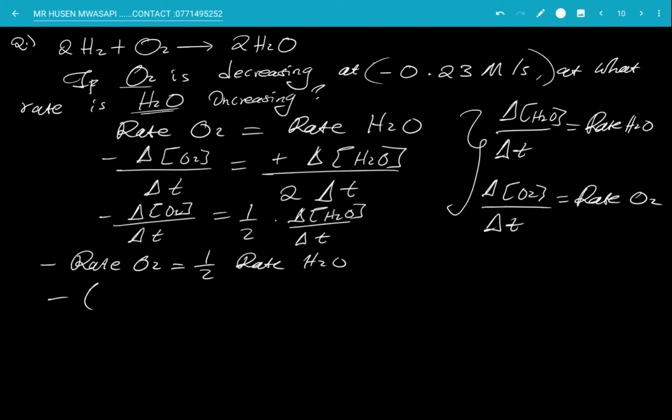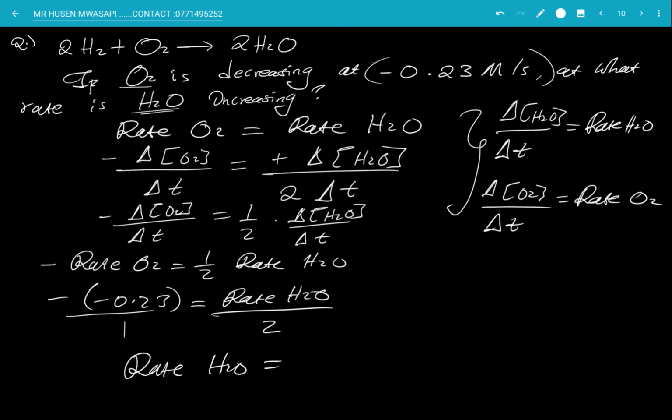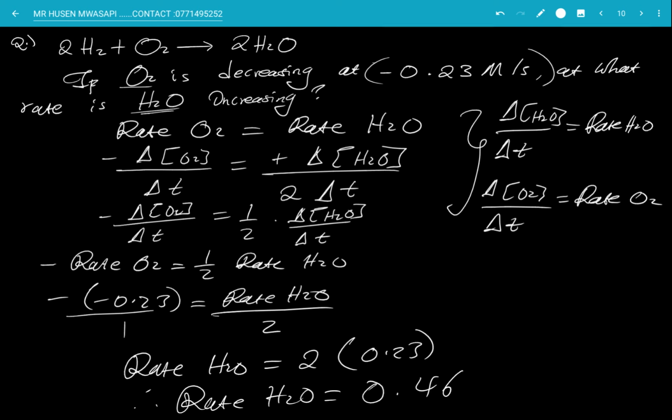So the rate of H2O should be the subject of formula. So we say minus, what's the rate of O2? It's minus 0.23 and is equal to rate H2O over 2. If you do a cross multiplication, you have rate H2O being equivalent to 2 times, because it's going to end up being a positive 0.23. Now if you use your calculator, 0.23 times 2 will end up giving you what? 0.46 molarity per what? Seconds. And this is the rate at which H2O was what? Increasing.